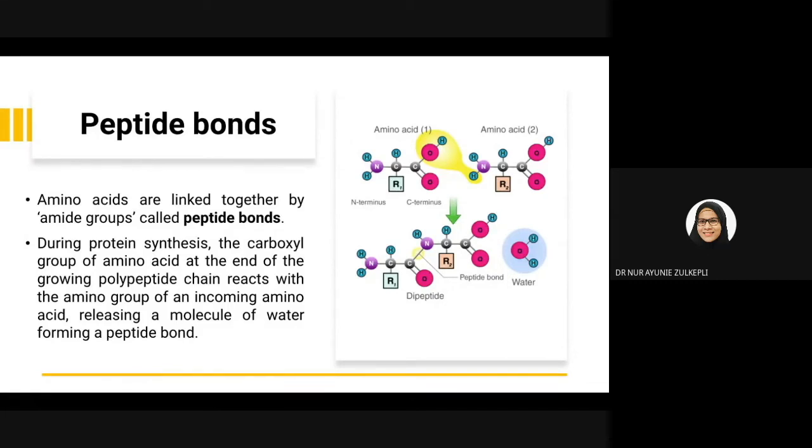So amino acids are linked together by the amide group called a peptide bond. And you have to know that during protein synthesis, the carboxyl group at the end of the growing polypeptide, the active site, will react with the amino group of the incoming amino acid, and by releasing a water molecule, it forms the peptide bond. For example, this is one amino acid and another amino acid. The carboxyl group from one amino acid will interact with the amino group of another amino acid, releasing a water molecule, and it will form the peptide bond.